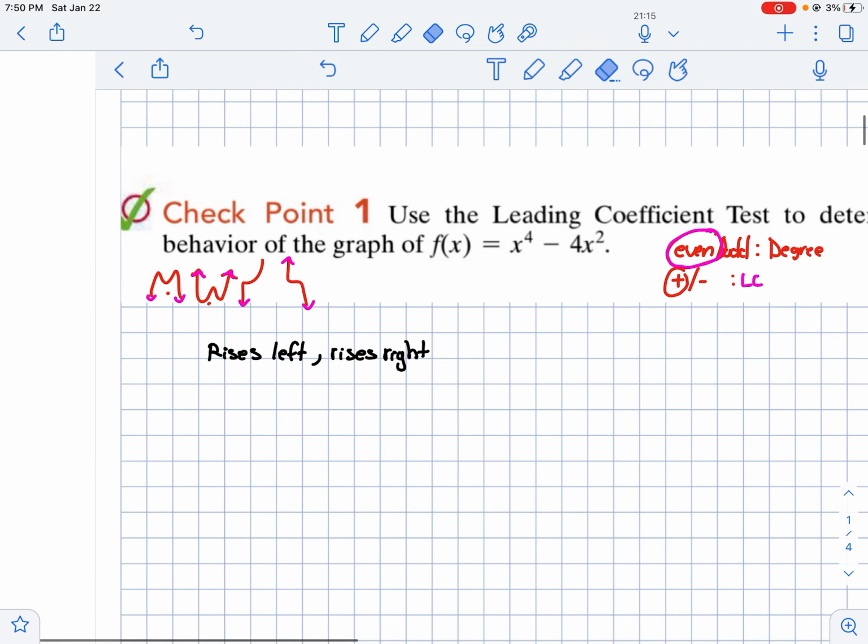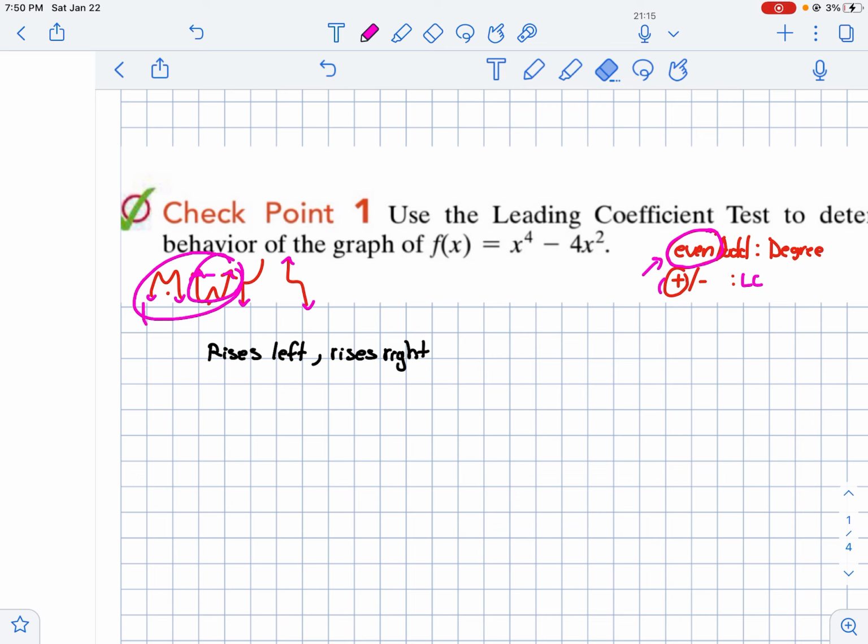So if you said that it was even, that means it's going to be down, down, or up, up. If you said that it was positive, that means it's going to be either this one, this one, or this one. But because you said it was even, it's going to be one of these two. And because you said it was positive, it has to be this one.